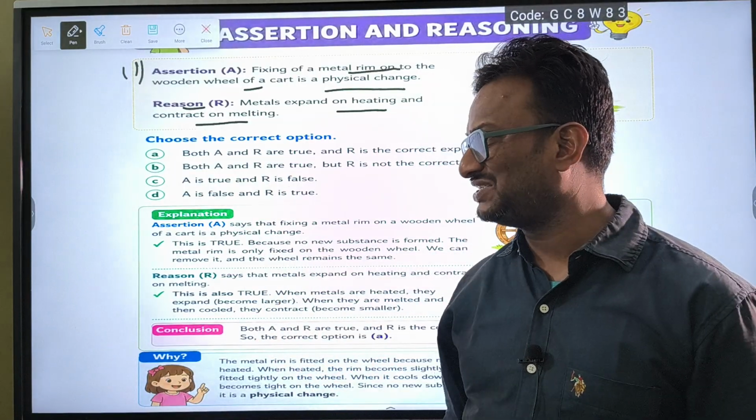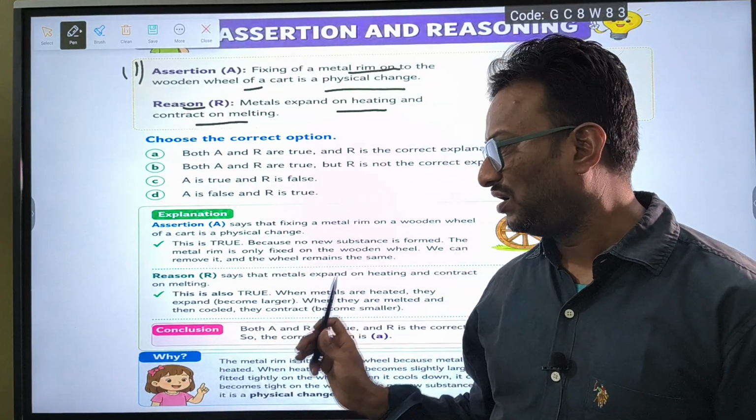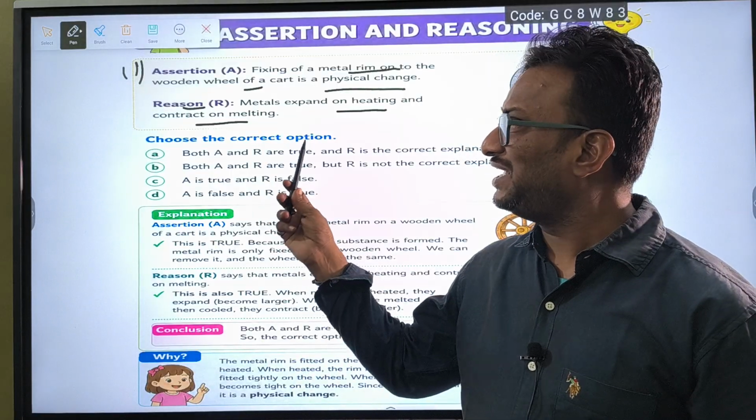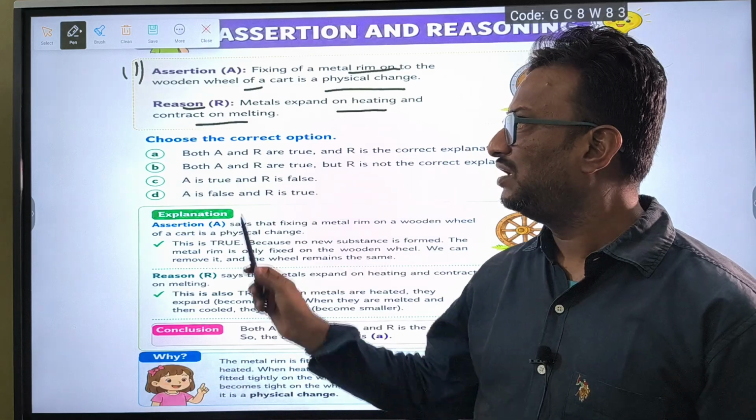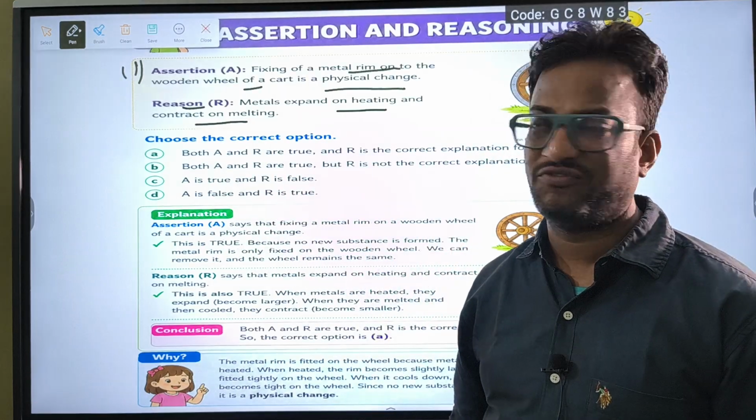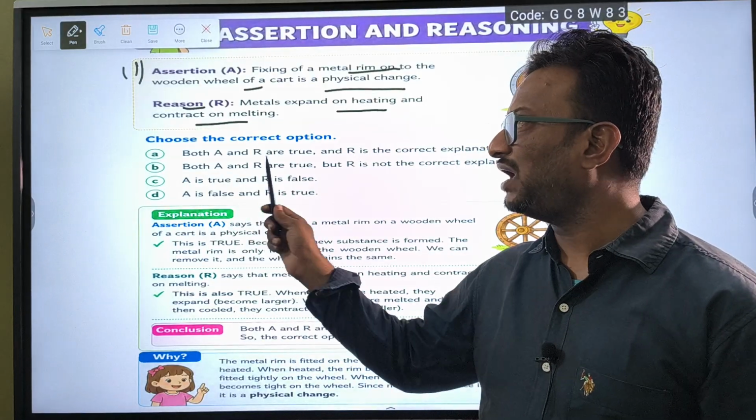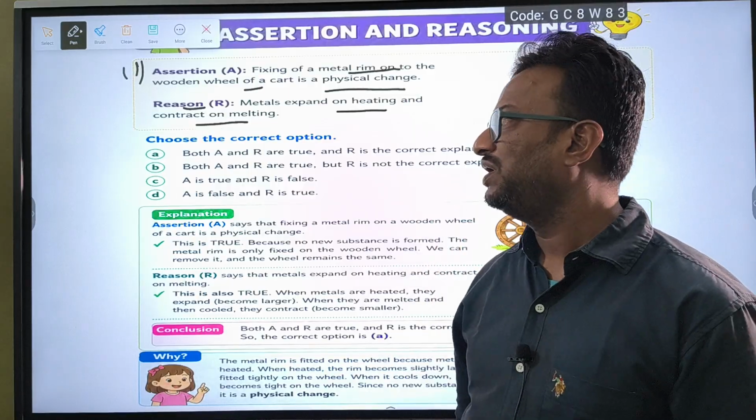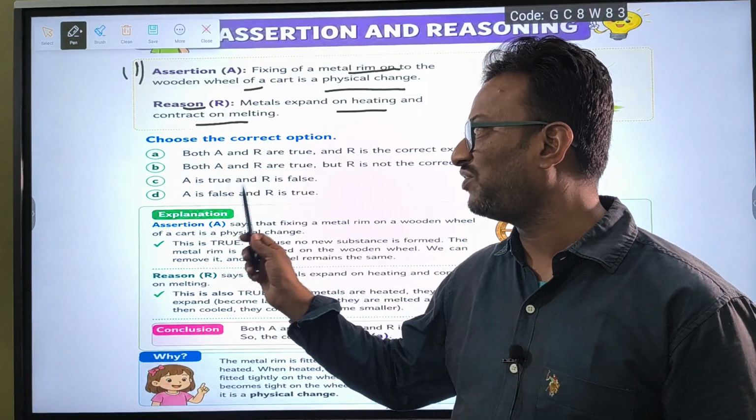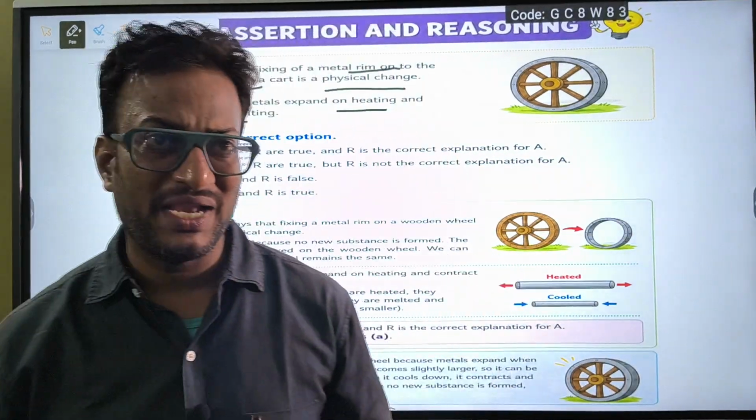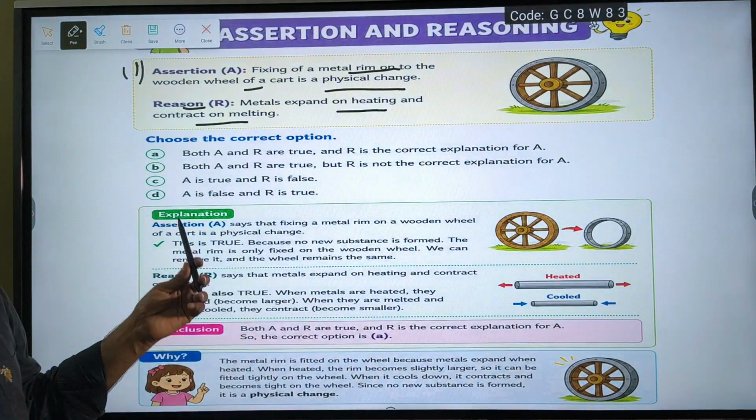Whether the given reason for that assertion is right or wrong, we have to choose the correct option here. One is both A and R are true and R is the correct explanation of A. Both A and R are true but R is not the correct explanation of A. A is true, R is false, and A is false and R is true. First of all, let us analyze this assertion.